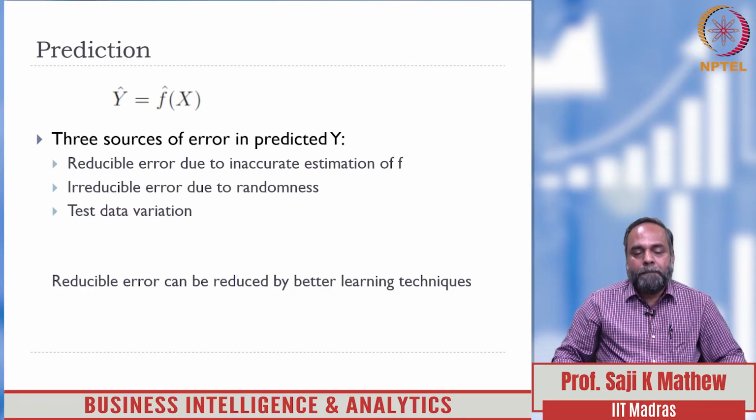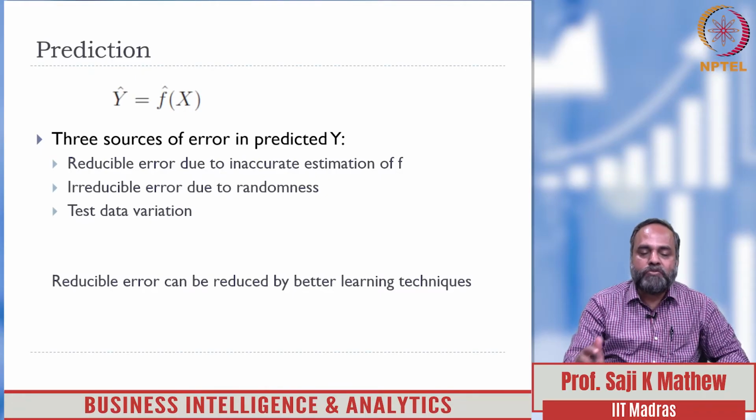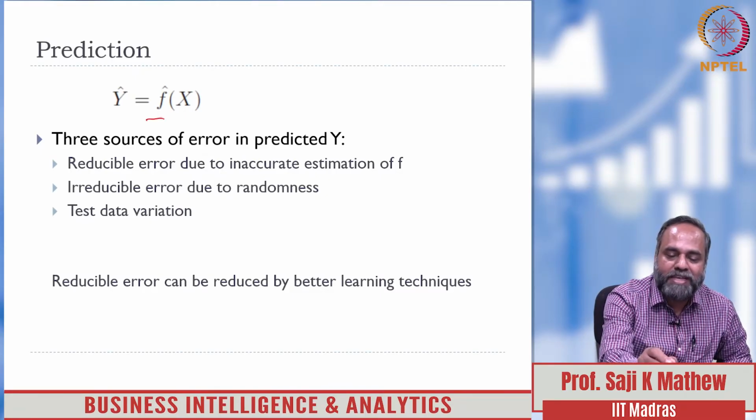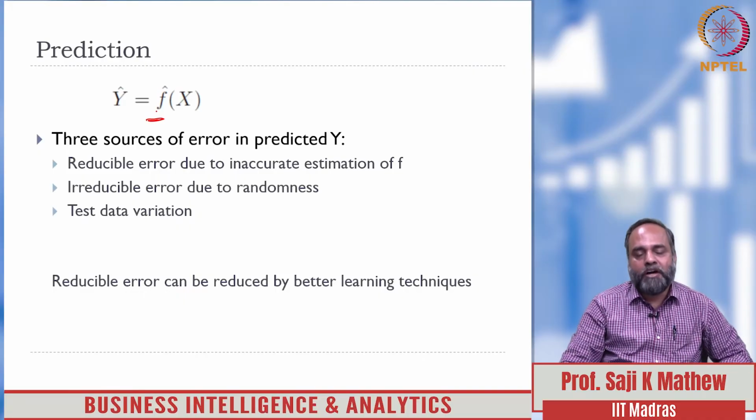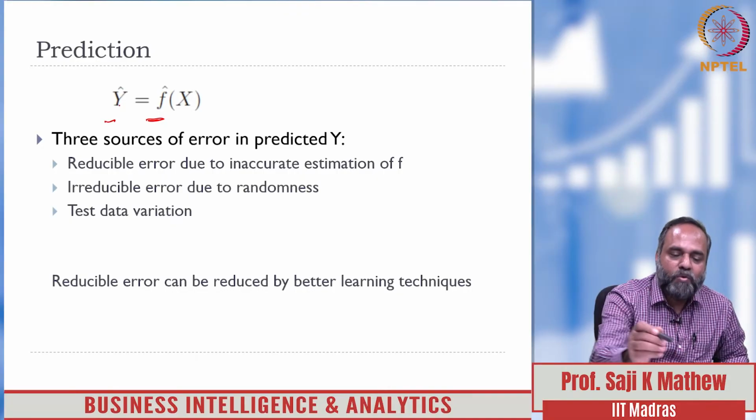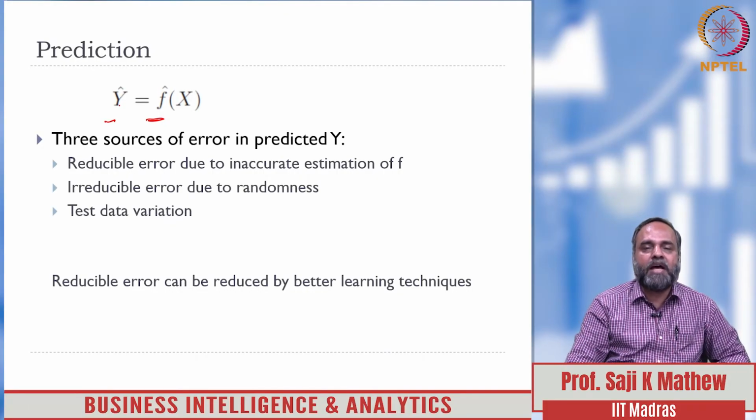Now, we have moved from explanatory to prediction. We are very familiar with y cap is a function of f cap x. So f cap is an estimated function, and this will not be 100%. There will be modeling errors, and therefore your predicted y would not be exactly the actual y.